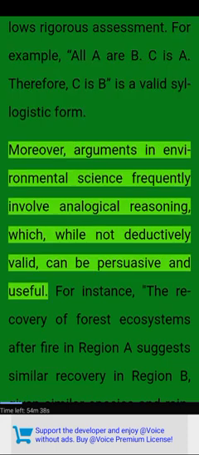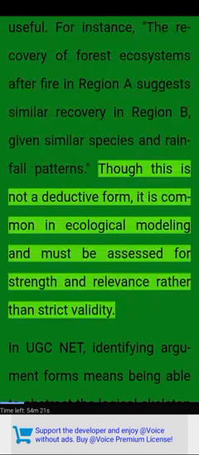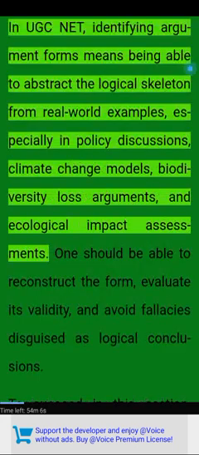Moreover, arguments in environmental science frequently involve analogical reasoning, which, while not deductively valid, can be persuasive and useful. For instance, the recovery of forest ecosystems after fire in region A suggests similar recovery in region B, given similar species and rainfall patterns. Though this is not a deductive form, it is common in ecological modeling and must be assessed for strength and relevance rather than strict validity.